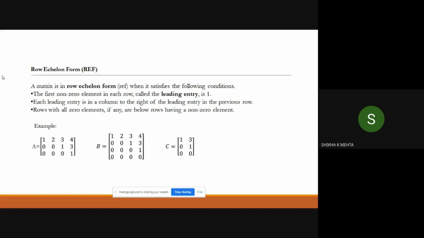Similarly, in the C, you see the row with the zero elements lies below the rows with the non-zero elements. So all these three matrices, we say these are in the row echelon form.